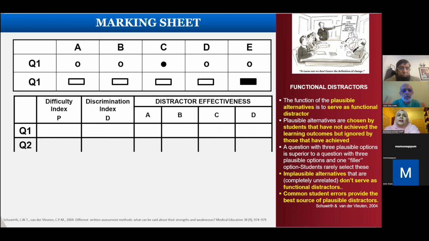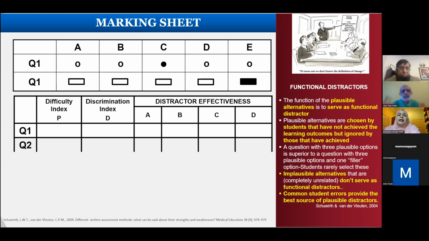Another thing for the question is that you have to do the item analysis of all these types of questions, and you have to identify the difficulty and discrimination index, and the distractor effectiveness, how good were the distractors.